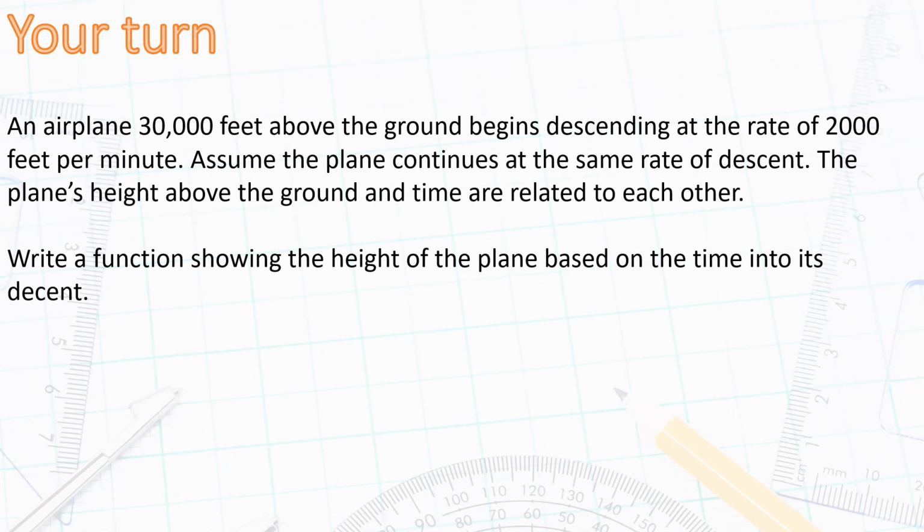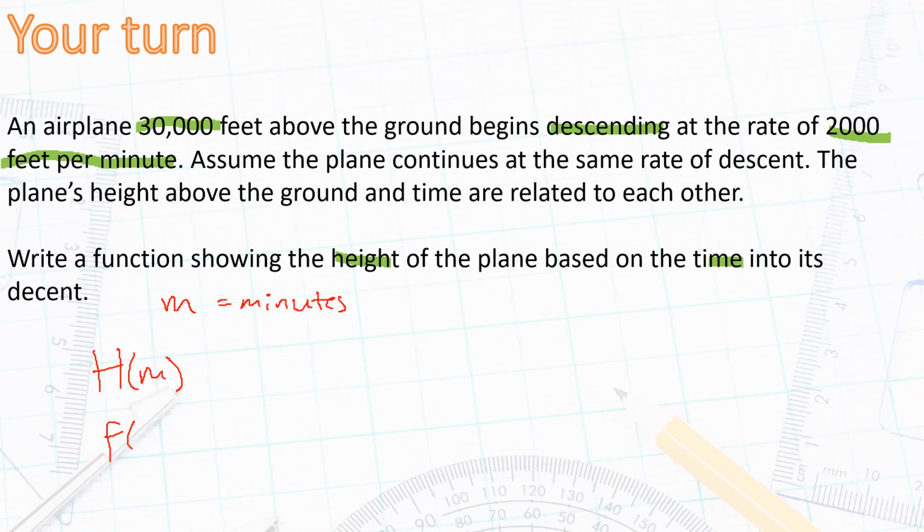All right. So key information here: starting at 30,000 feet above the ground, descending at a rate, so it's going down, feet per minute. We want a function that shows the height of the plane based on the time into its descent, and it didn't give us a variable to use, but we're doing feet per minute. So I'm going to use m as my variable. So m is minutes.